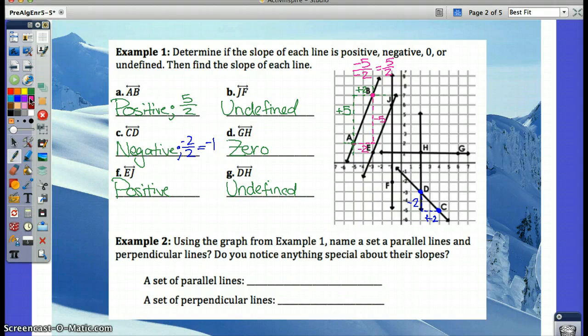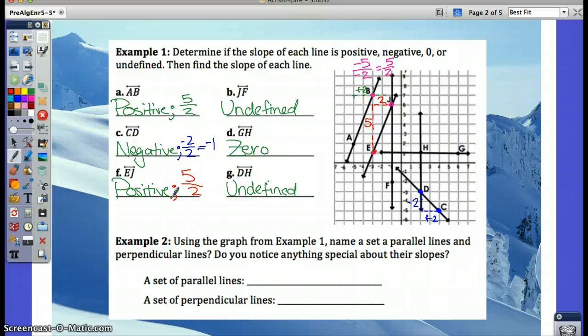For F, EJ. Line EJ is right here. Count your rise over your run. I'm going to start with E. I'm going to erase some of my other work too so that you can see this more clearly. From E, I'm going up, so it's a positive. 1, 2, 3, 4, 5. And I'm running positive 2. So my slope is rise over run, or 5 over 2. I would leave it as a fraction and not as a decimal because we like to see the slope as rise over run. And the last one, G, the slope is undefined. There's no work to show there.